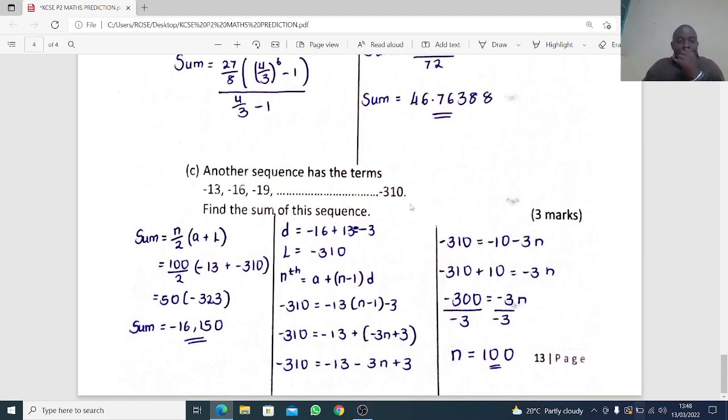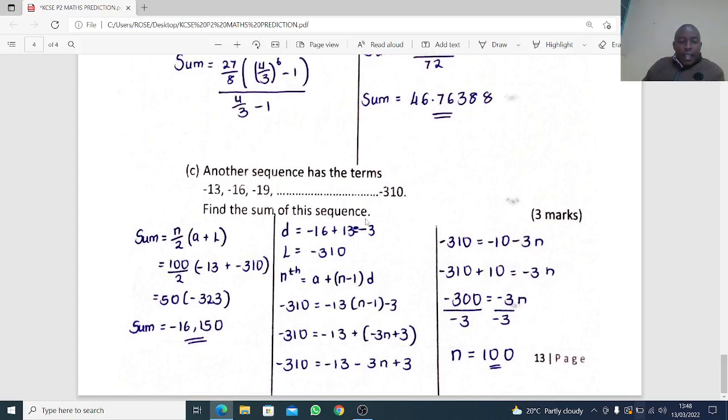The last question is another sequence with the terms negative 13, negative 16, negative 19, up to negative 310. Find the sum of this sequence. We need to note here that we have the last number, but we don't know the number of terms.